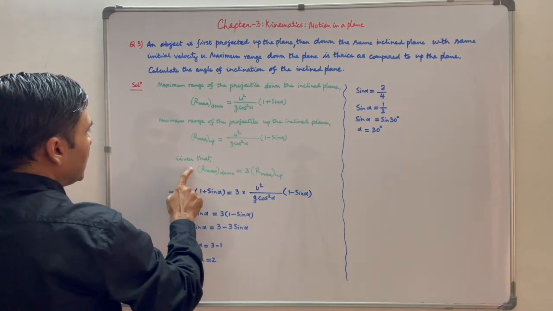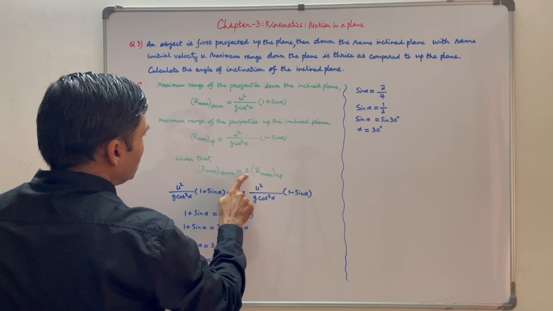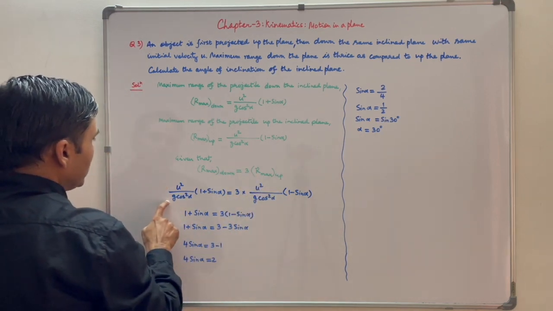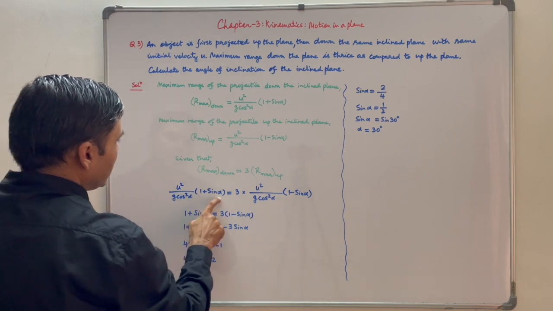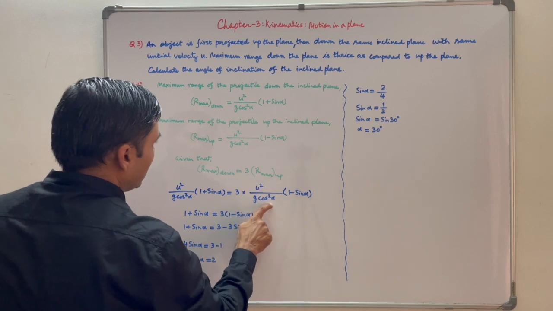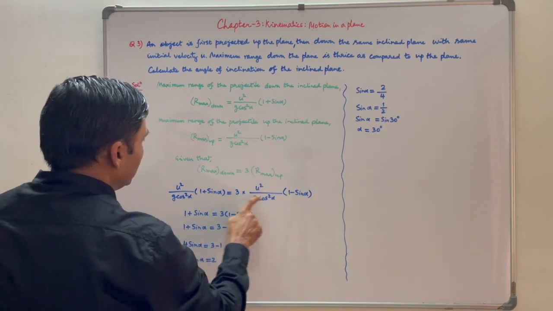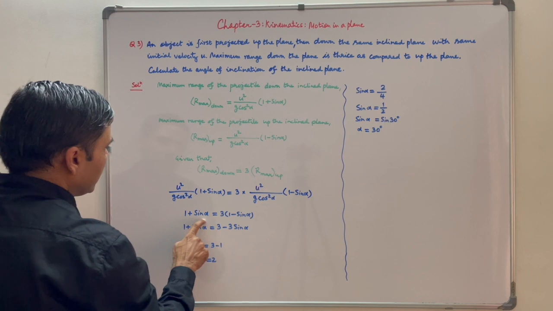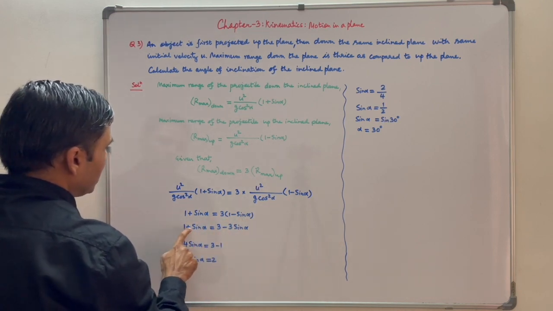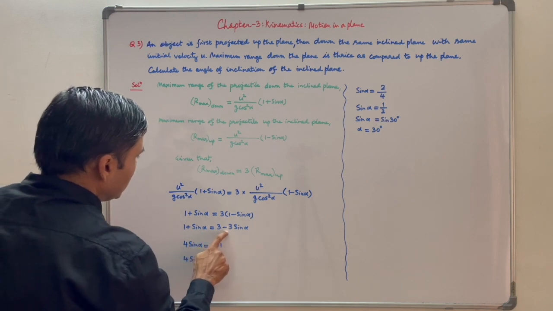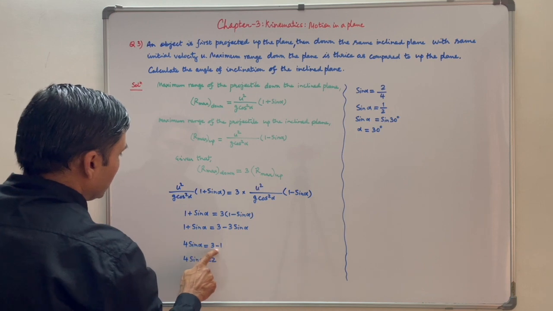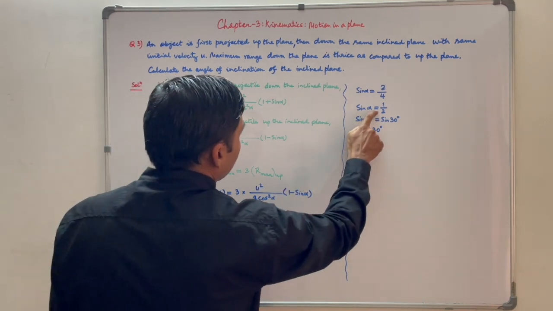It is given that R maximum down is equal to 3 times R maximum up. So u square upon g cos square alpha into 1 plus sin alpha is equal to 3 times u square upon g cos square alpha into 1 minus sin alpha. So this gives 1 plus sin alpha is equal to 3 times of 1 minus sin alpha, or 1 plus sin alpha is equal to 3 minus 3 sin alpha, or 4 sin alpha is equal to 3 minus 1, or sin alpha is equal to 1 by 2.